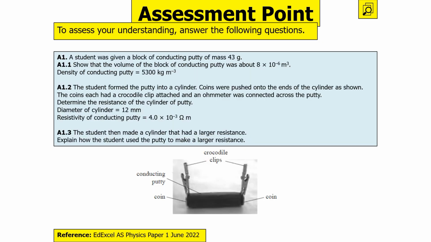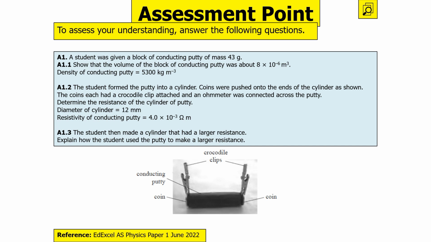Our next question says, a student was given a block of conducting putty of mass 43 grams. Show that the volume of the conducting block was about 8 times 10 to the minus 6 meters cubed. The density of the conducting putty is 5,300 kilograms per meter cubed. The student formed the putty into a cylinder. Coins are pushed onto the ends of the cylinder as shown. The coins each had a crocodile clip attached and an ohmmeter connected across the putty. Determine the resistance of the cylinder of putty.